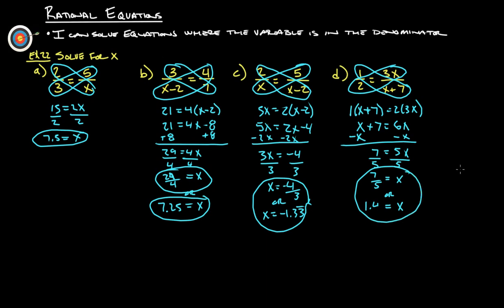So that's really all there is for rational equations. Just cross multiply. Make sure that there's one fraction on each side. Do the cross products. Set them equal to each other, and away you go.